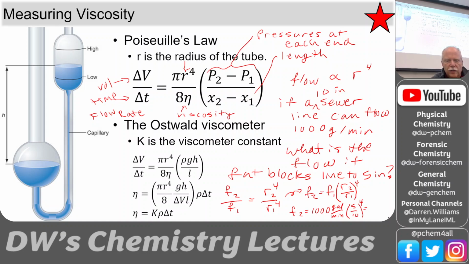So are y'all with me when I say 5 over 10 is the same as a half? Okay. And what is 2 to the 4th power? 2, yeah, 16. So it's 1,000 divided by 16. So 63, 62 and a half.